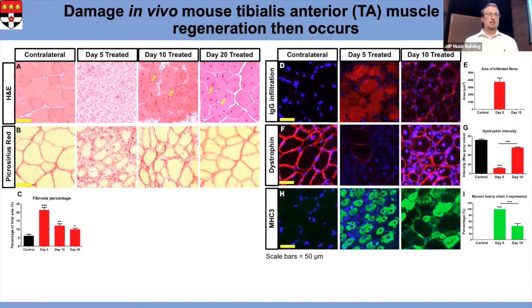This was supported by histological analysis and immunohistochemistry. At day 5, there was a large amount of infiltration, so damage at day 5. This was accompanied by a high amount of fibrosis, so that's collagen being formed. Also present was IgG infiltration and a decrease in the intensity of dystrophin, which indicates a decrease in the membrane integrity.